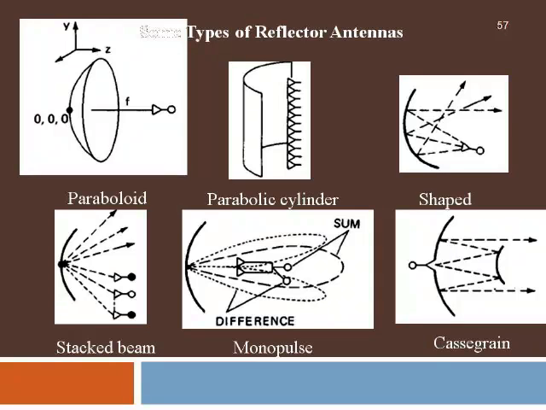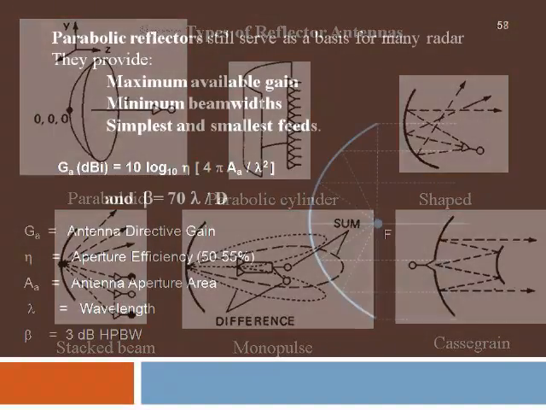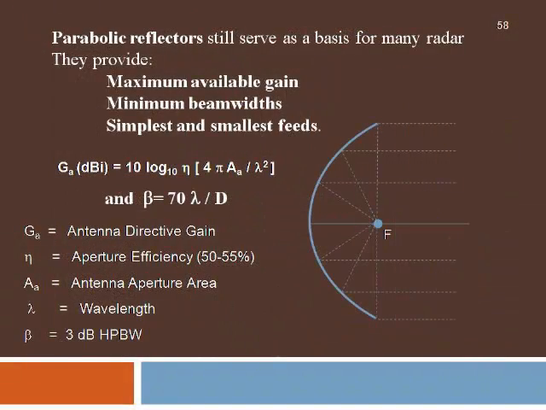And what is the benefit, or why do we go for a parabolic shape? Here the parabolic reflectors provide maximum available gain, minimum beam width, and simplest and smallest feeds required for this. And here the gain is given by a simple formula as shown in the slide, and the beam width is also calculated very easily when the size of the antenna is given.